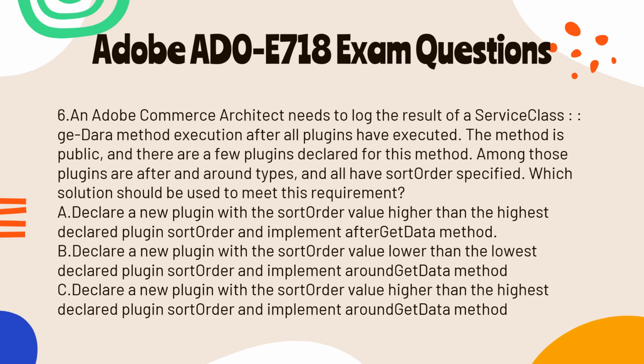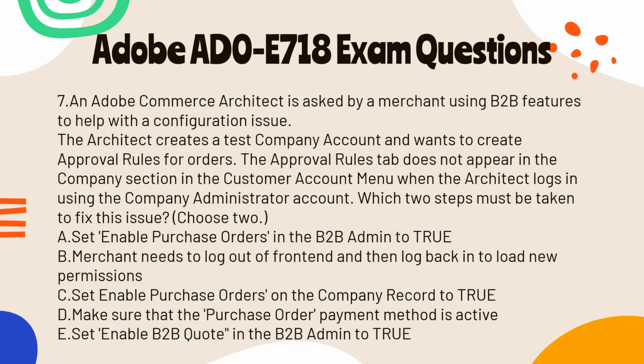A. Declare a new plugin with the sort order value higher than the highest declared plugin sort order and implement after getData method. B. Declare a new plugin with the sort order value lower than the lowest declared plugin sort order and implement around getData method. C. Declare a new plugin with the sort order value higher than the highest declared plugin sort order and implement around getData method.